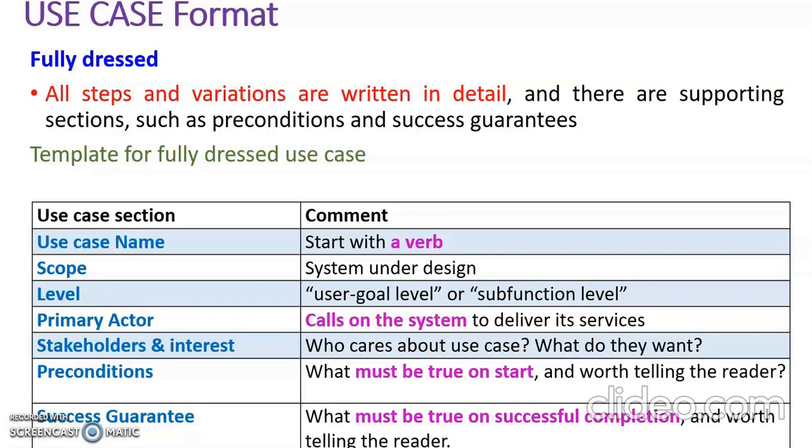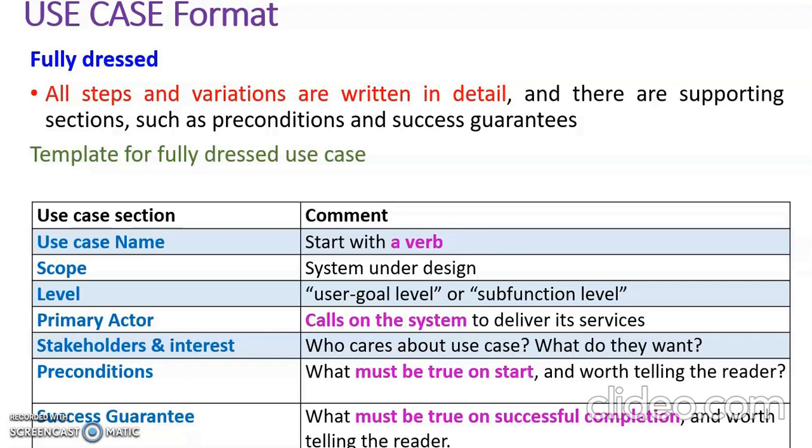In the fully dressed use case format, all the steps are written in a very detailed manner, and this slide shows a template for a fully dressed use case. First one is the use case name, which should start with a verb. Second one is scope, the system under design. If we are going to write a fully dressed use case for process sale, our scope is the NextGen POS system. We have to mention the system we are designing.